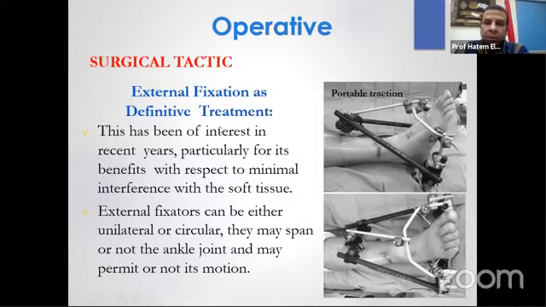External fixation as a definitive treatment. This has been of interest in recent years, particularly for its benefits with respect to minimal interference with soft tissue. External fixators can be either unilateral or circular. They may span or not span the ankle joint and may permit or not permit its motion.